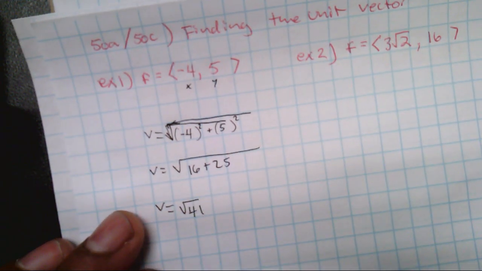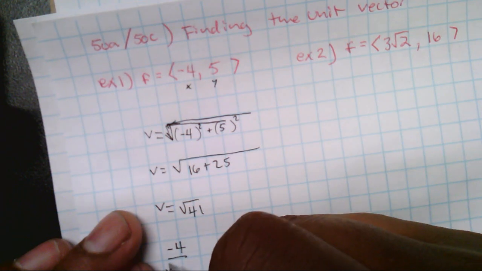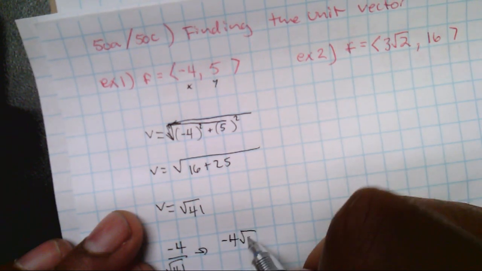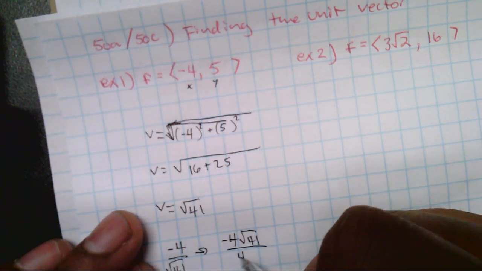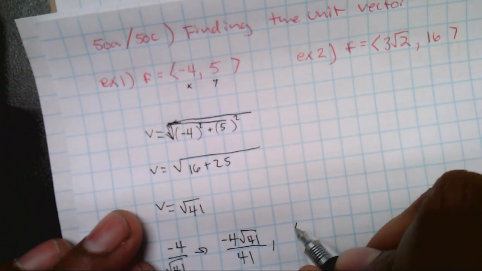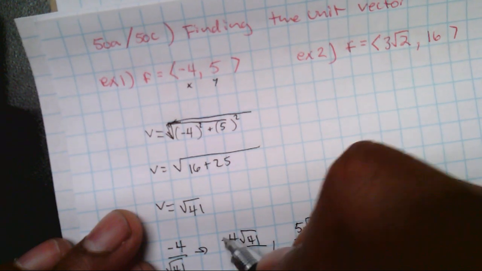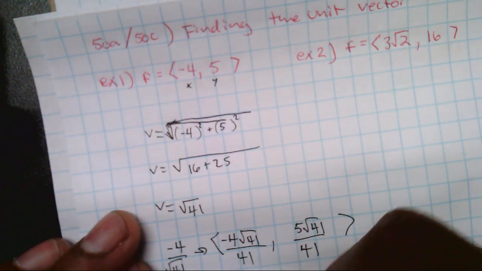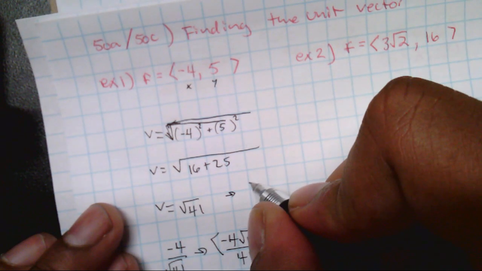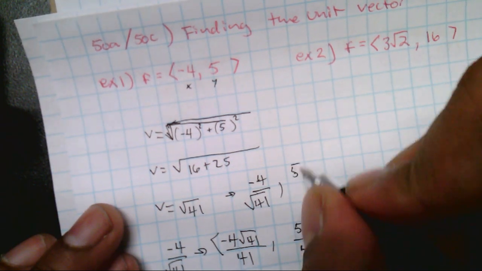So now when we want to find the unit vector, our unit vector will just be our -4 over the square root of 41. And if we want to rationalize, we can. So if we rationalize that, it's going to be -4 square root 41 over 41, and then comma, it's going to be 5 square root 41 over 41. And that is going to be our unit vector. So originally, before we rationalized the denominator, our unit vector would have been -4 over square root 41, comma 5 over square root 41.